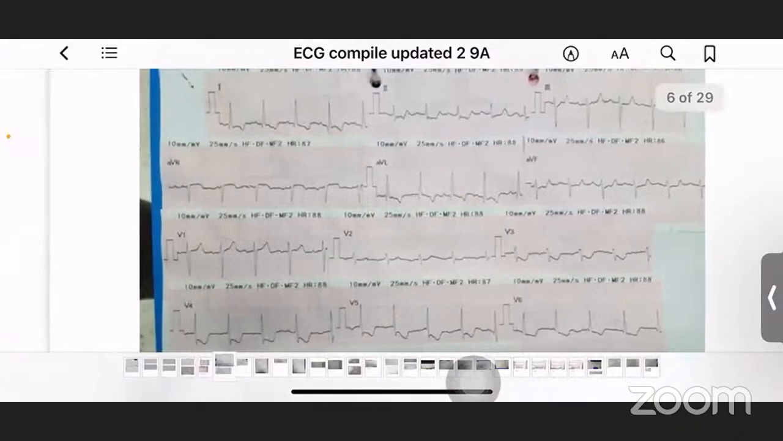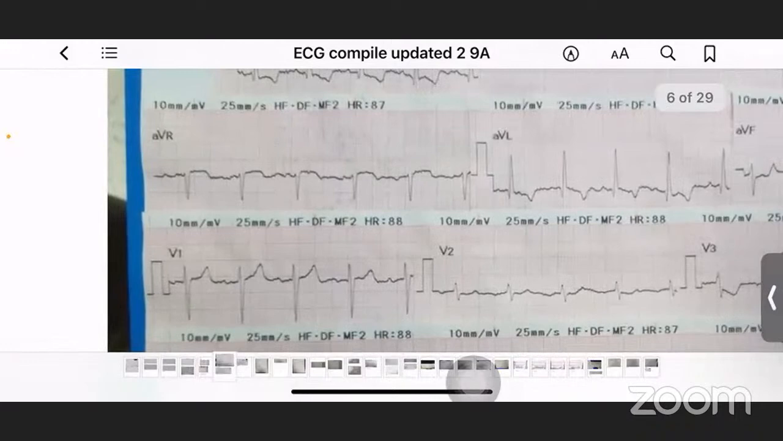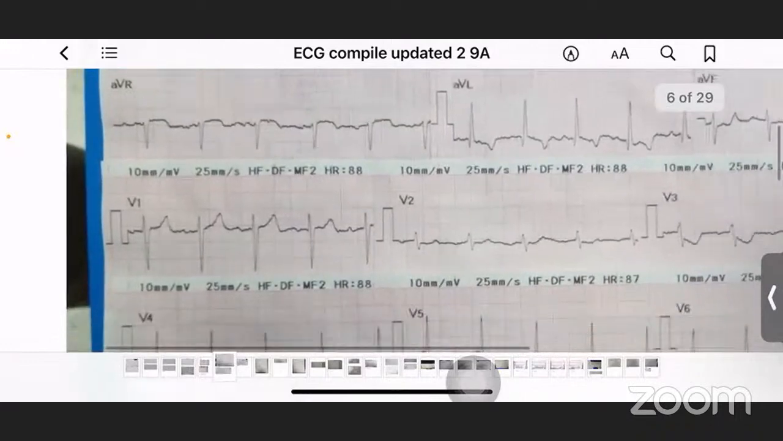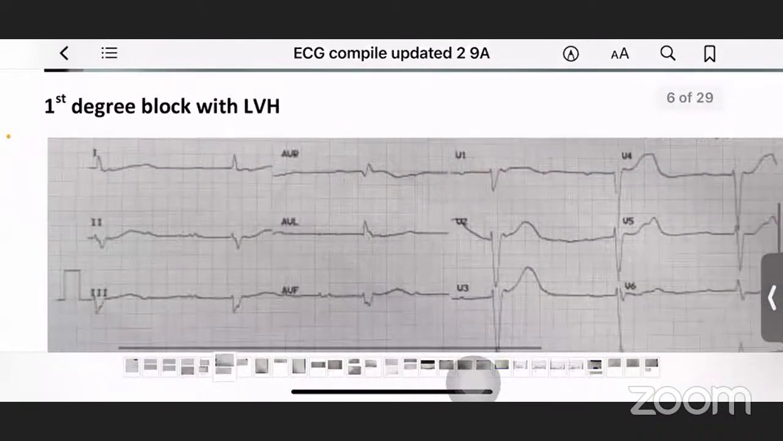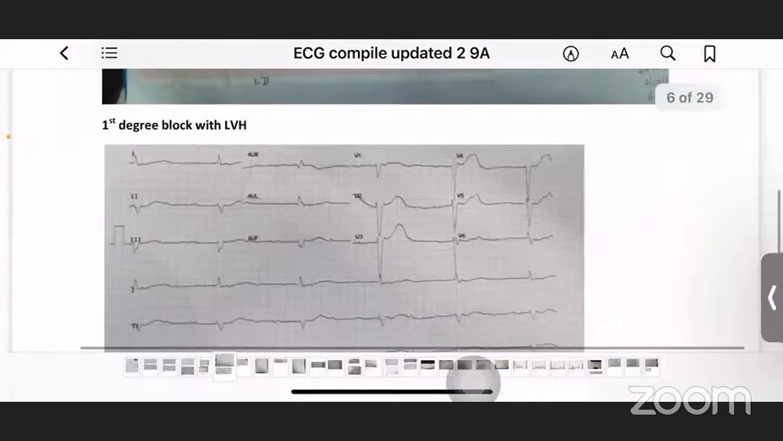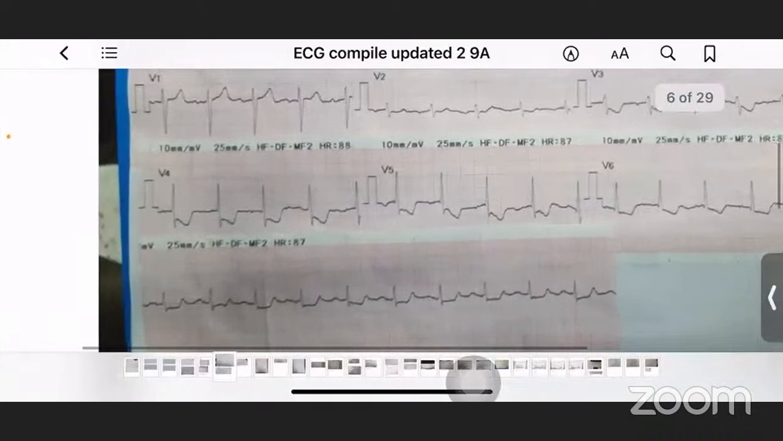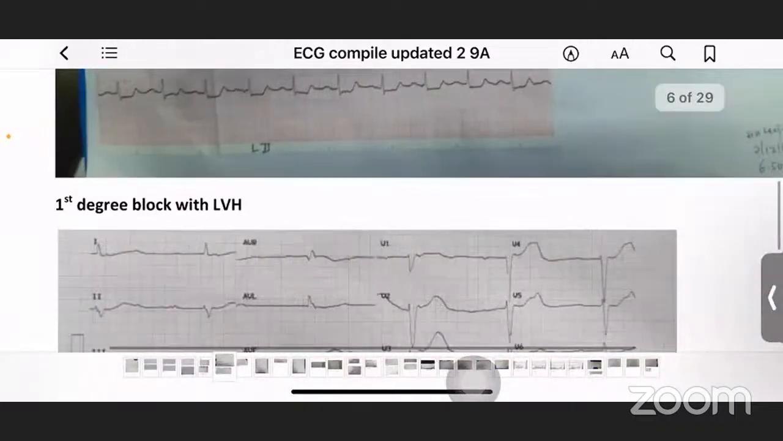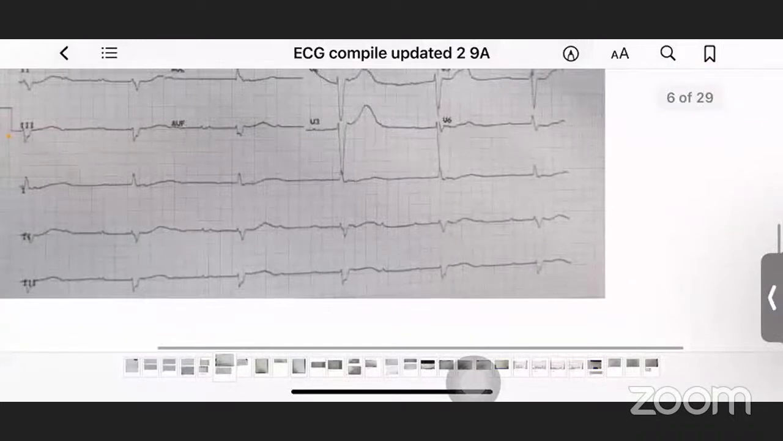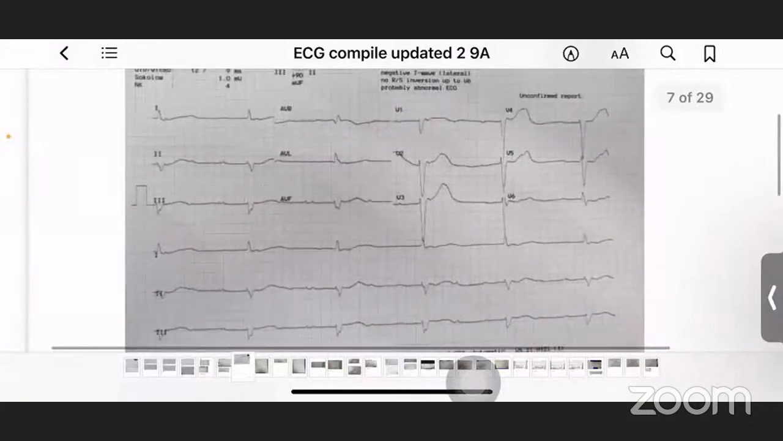So patient has prolonged PR interval. This one is not very clear. This one is not good, not a good example. So we skip it.